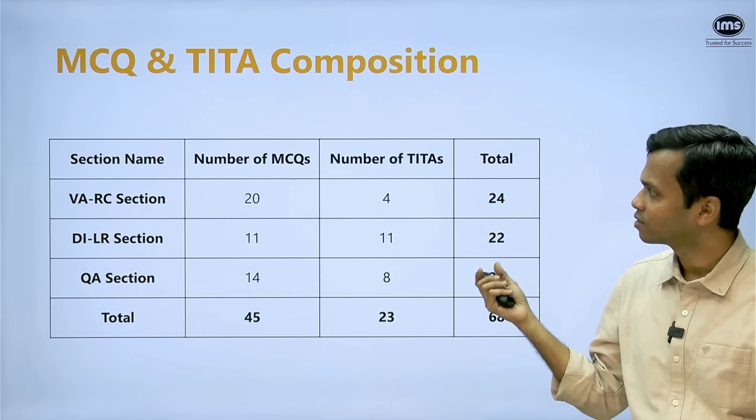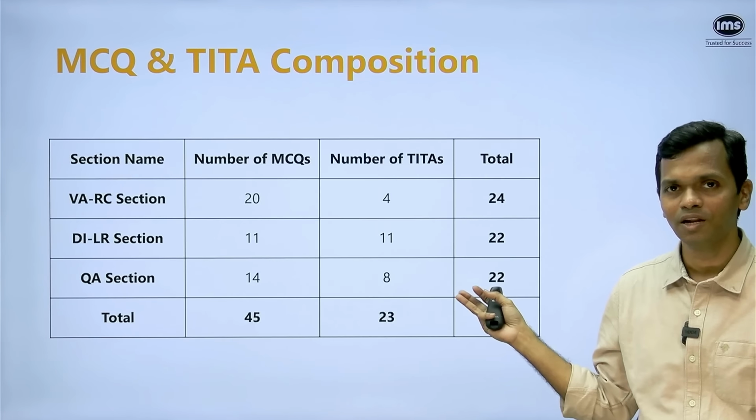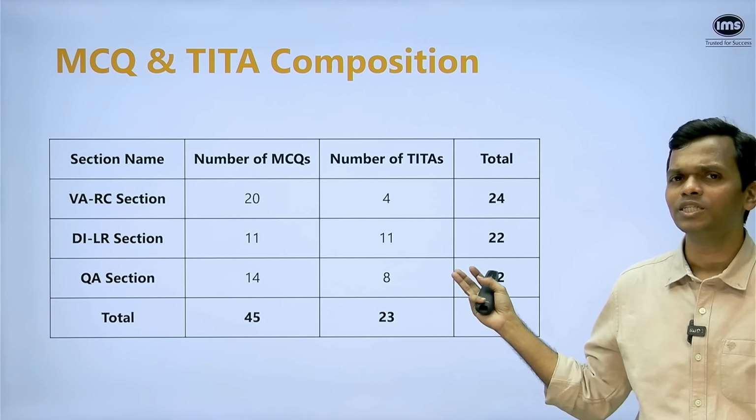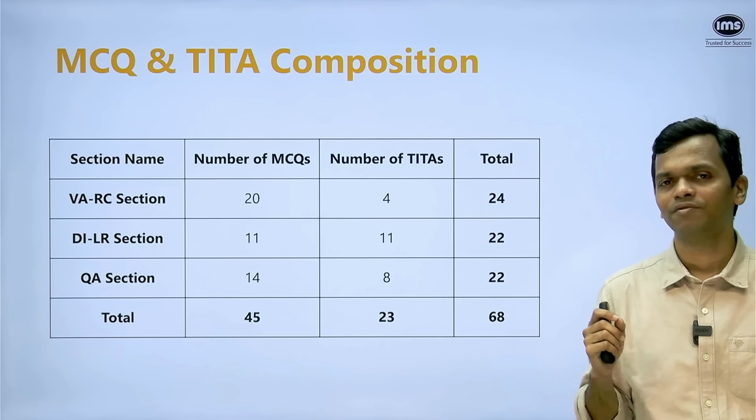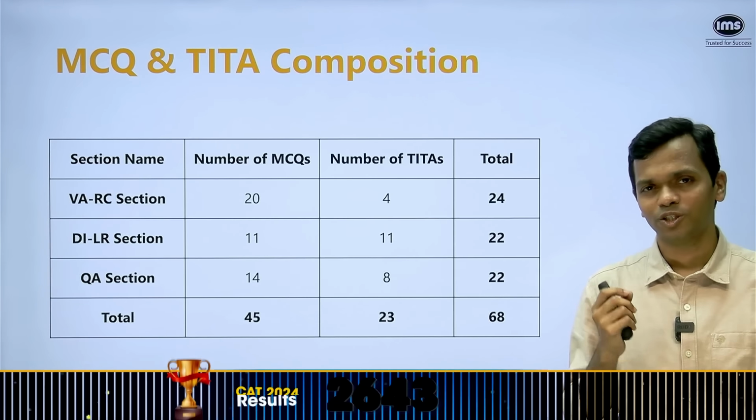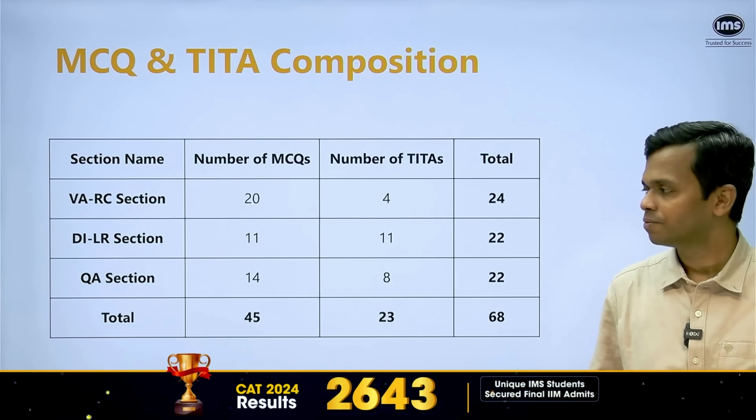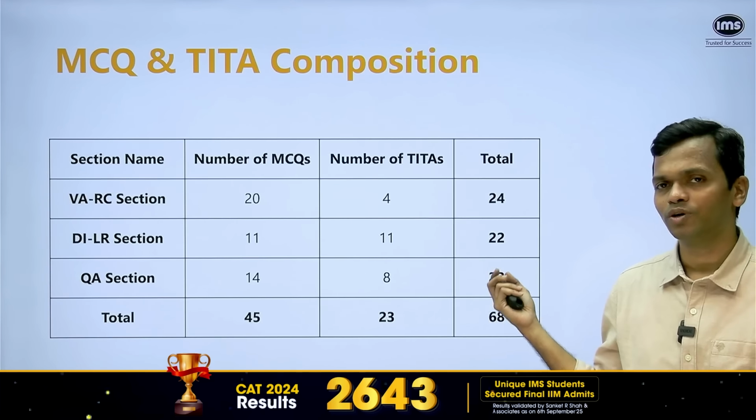When you look at DLR, the split was equal, 11-11. So that made it a bit challenging as well. So CAT 25 had a pretty difficult or challenging DLR as a section. And if you look at the QA, it is 14-8.